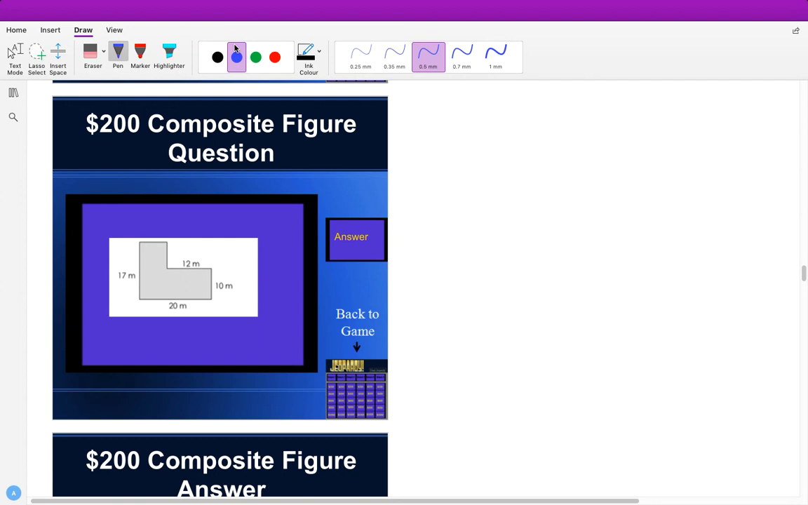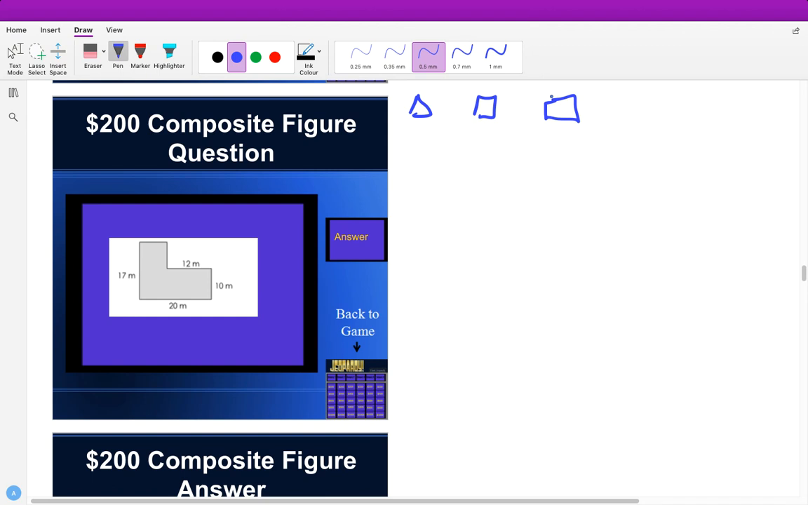So when we look at these composite figures, remember the first thing that we need to do is break these off into different shapes. We're trying to break them up into triangles, squares, rectangles, and see if we can then figure out the area of those figures and add them up. And remember, there's multiple ways that you can do this, right? There's not just one way.